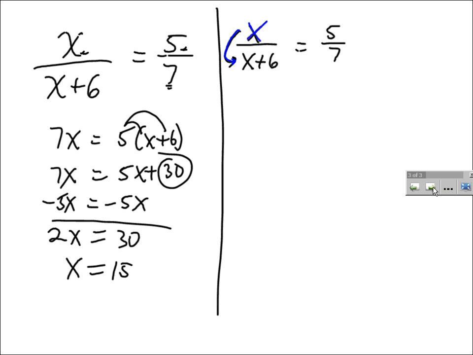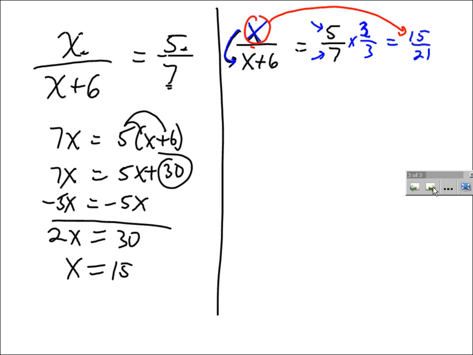Okay. Now, on the right side, the bottom is only 2 larger. Well, if you multiply 2 by 3, you get 6. I'm going to multiply this right fraction by 1 as 3 over 3. And I get 15 over 21. Notice the bottom is now 6 bigger than the top. Now you can say the top equals the top. x is equal to 15.